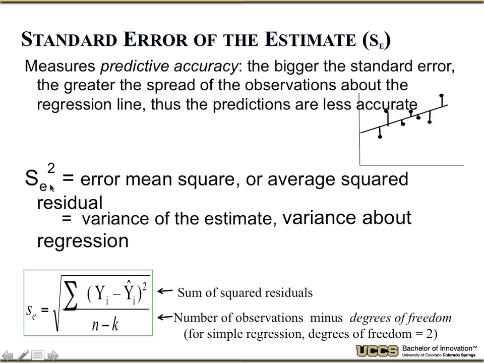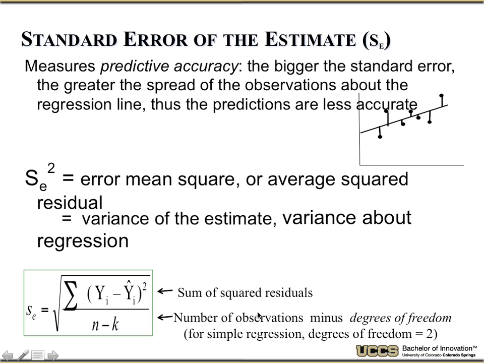So the standard estimate of the standard error is the mean square error, or the average square residual, which is also equal to the variance of the estimate and the variance about the regression line. So our standard error is the regression error: y_i minus the predicted value, squared, summed over the squared residuals, and then we normalize it by n minus k, where n is the number of observations minus the degrees of freedom.